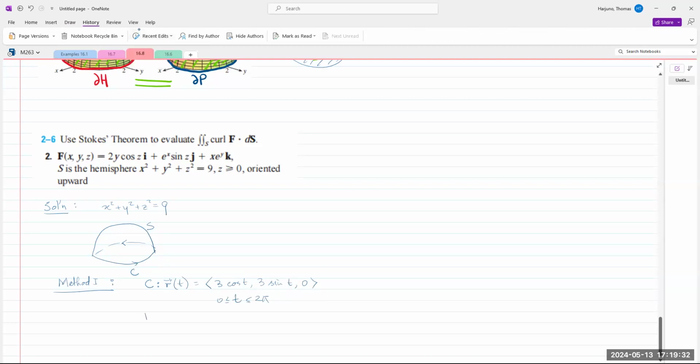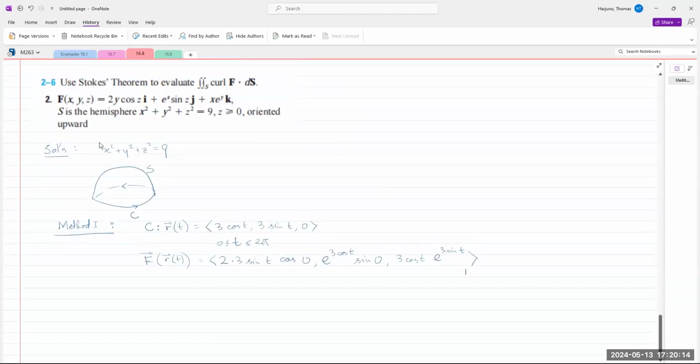Okay, now the vector field F, if we use r(t) to parameterize that, will become 2y cosine 0, e to the x, what is my x? 3 cosine t, sine 0, and then x e to the y. You see how ugly it is? Are you sure you want to deal with that?